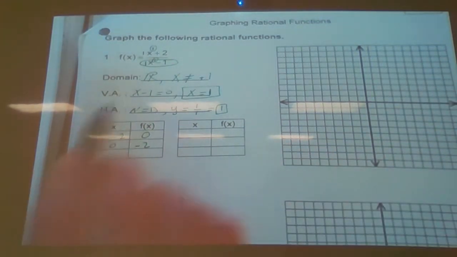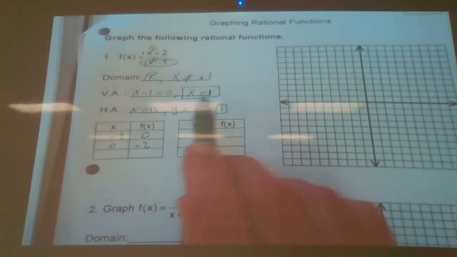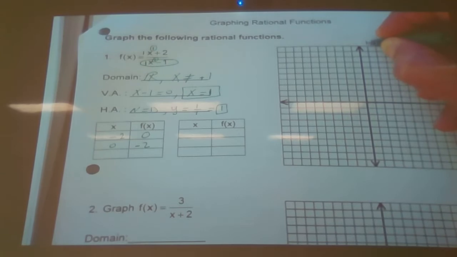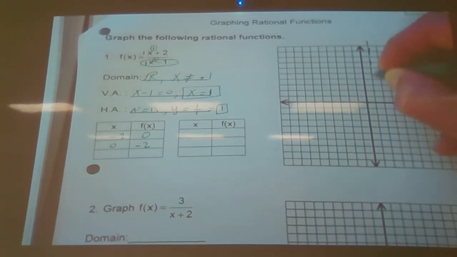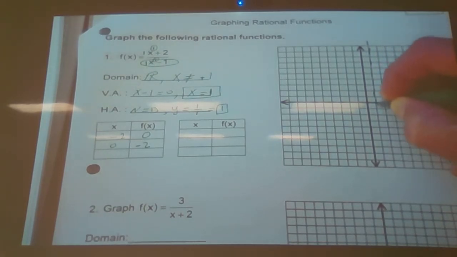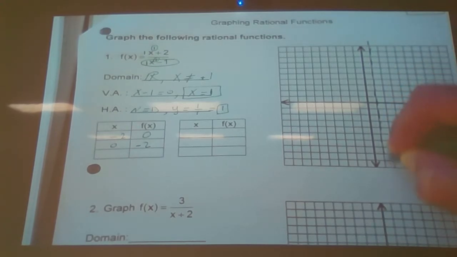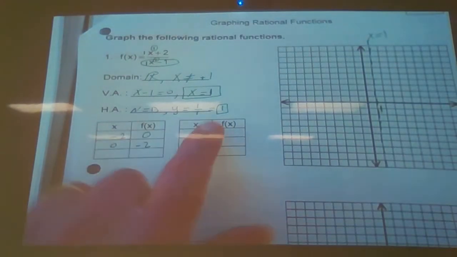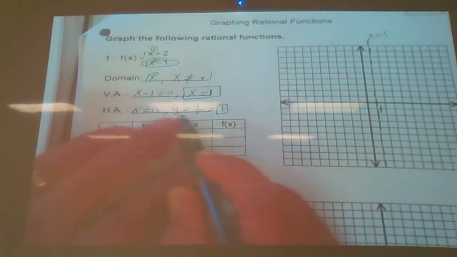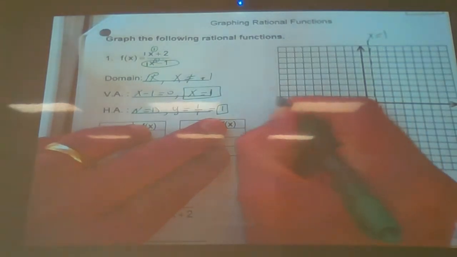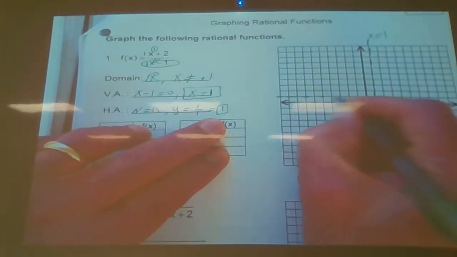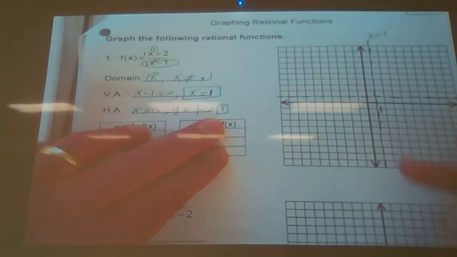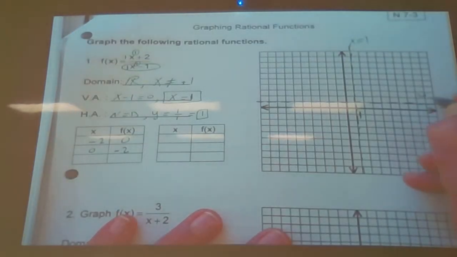We're going to put the VA and HA on the graph. X equals 1, so you go to where x equals 1 and you draw a vertical asymptote. It's a vertical line through where x is equal to 1. The horizontal asymptote is a horizontal line, in this case where y equals 1. So you go to y equals 1 and you draw a dotted horizontal line through it. So this is y equals 1.